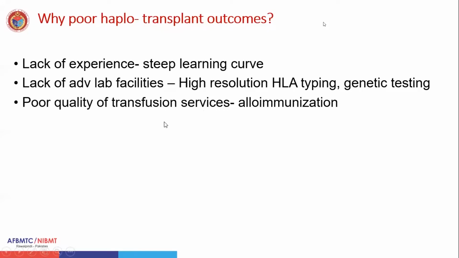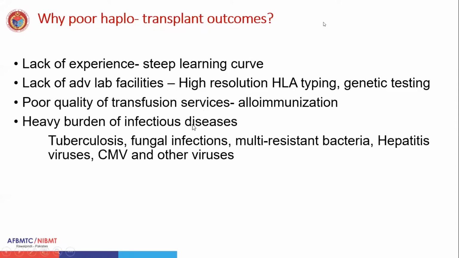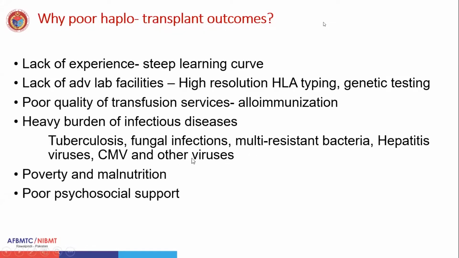Transfusion services in Pakistan, unfortunately, are atrociously poor. There is a very high risk of alloimmunization, and in fact, a lot of our patients with aplastic anemia have received a large number of transfusions before they land with us for transplant. There's also the heavy burden of infectious diseases, tuberculosis. You saw the CMV positivity in our patients, and then there are fungal infections, hepatitis and multi-resistant bacteria, and then there's the endemic poverty plus malnutrition and other factors.